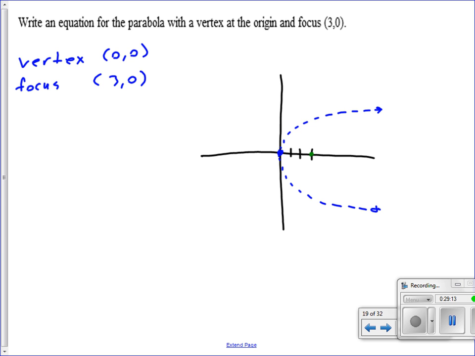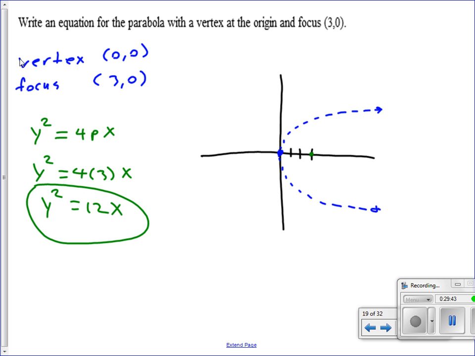Now, because we know this from the sketch, we also know that the equation is going to look like this. Y squared equals 4px. Does everybody agree with that? It's got to be y squared because it's opening to the right. Yes? Do we already know what p is? It's 3. So it's just going to be 4 times 3x. And so this is your equation. This is all there is to it. It's really nice when they don't translate the vertex. Okay? So that's going to be our equation for this problem.